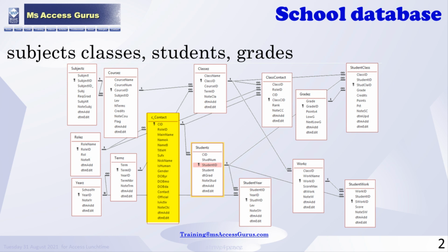The primary key of that is CID. And so in the students table, CID also has a unique index, although it is not the primary key. The primary key is student ID. When I put fields above the primary key, that means they're special. So CID has a unique index, and there's also a unique index on the student number.